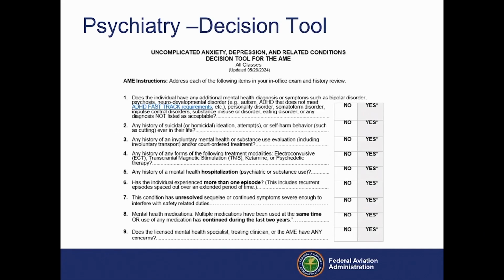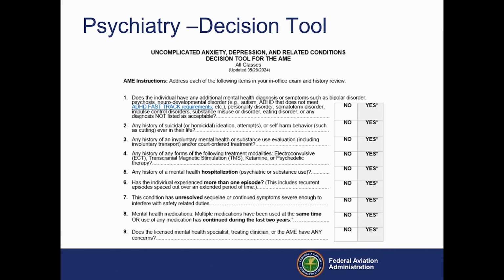So I want to go in a little more detail on the decision tool. This is what allows you to clear somebody if you have everything in the no column. And these are basically the kinds of things we call excluders that we want you to defer. As you can see, number one gets to a lot of the specifically disqualifying conditions.